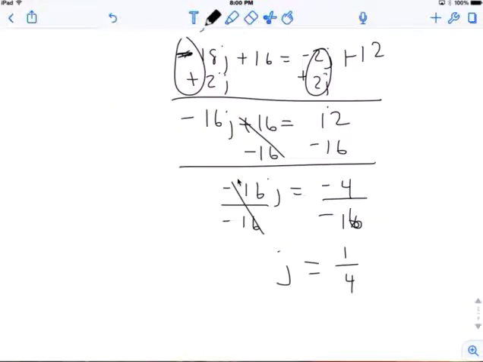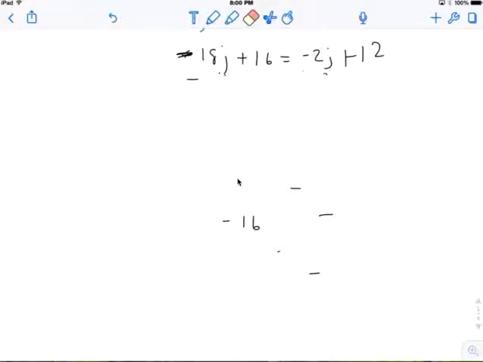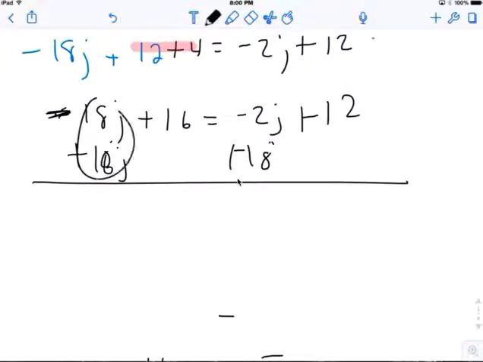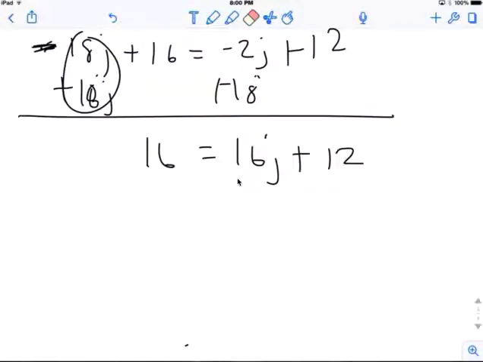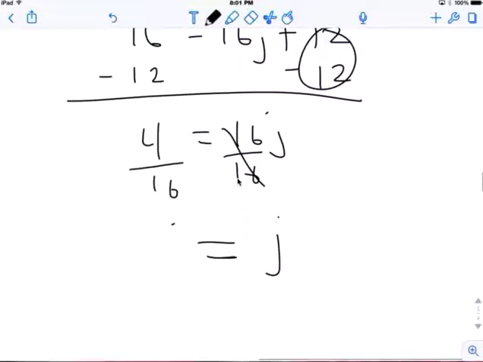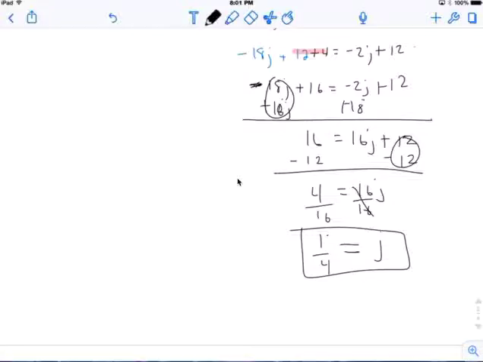Now, if you did it the other way, you should get the exact same answer. Let me show you. I know it's wasting time. But if you did it this way, you add 18j, add 18j. You get 0 there. 16 equals to 16j plus 12. Notice you deal with no negatives. You're less likely to make mistakes because you're not dealing with negatives. -12, -12. You get 4 equals to 16j, no negative. Divide, divide. J equals to 1/4. You see? Same answer, just dealing with no negatives. Less likely to make careless mistakes.